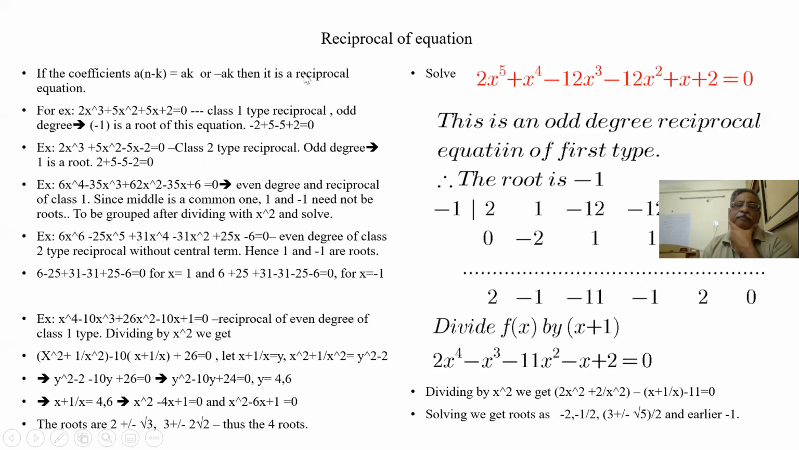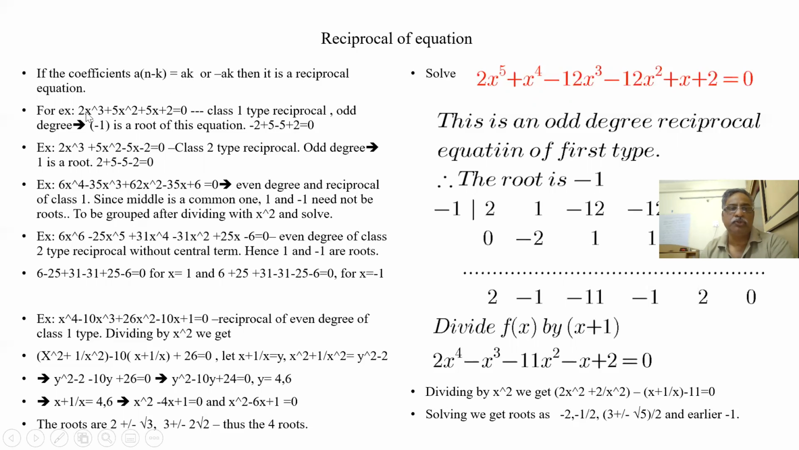Let us see this. Reciprocal of an equation. If the coefficients are oppositely symmetric, if a_k is a_(n-k) and a_(n-k) is a_k, then we call this reciprocal.